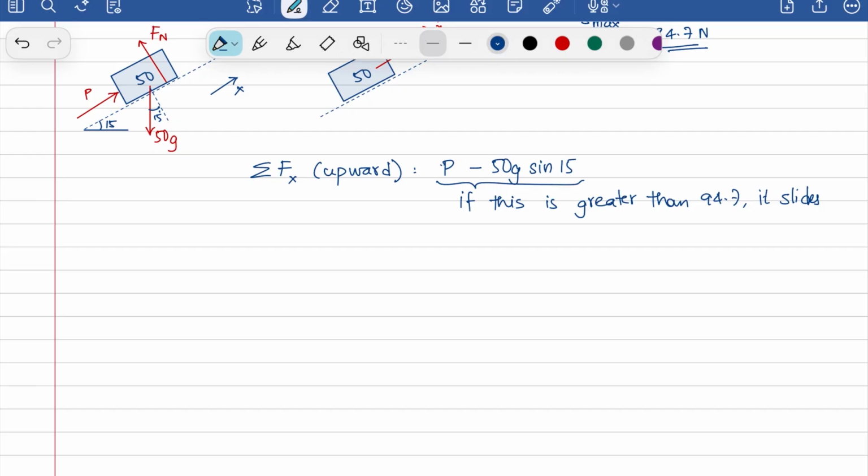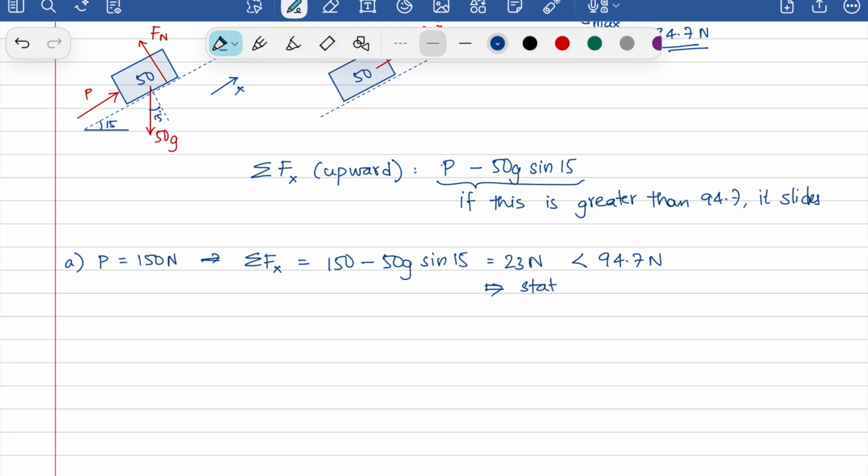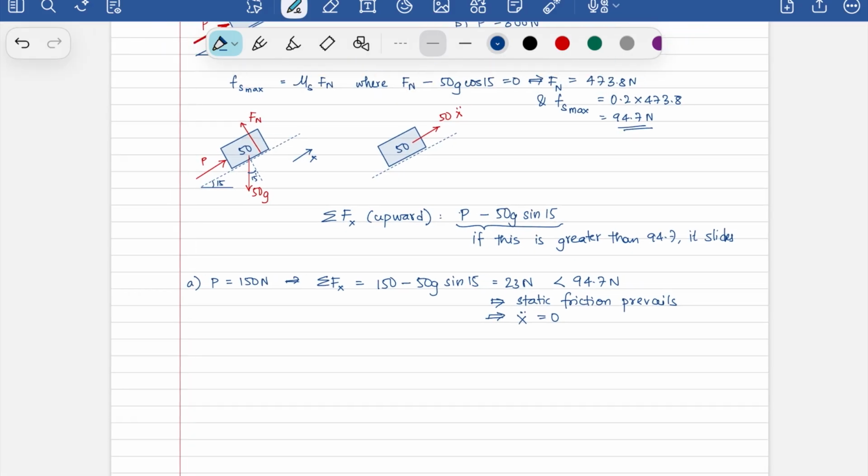So let's now do the cases. We have case 1 where P is equal to 150 newtons, which means that the net force upwards is equal to 150 minus 50g sine 15, which, if you plug in the numbers, you will get 23 newtons. That is less than 94.7 newtons, which means that your static friction will overcome this, and there is no motion.